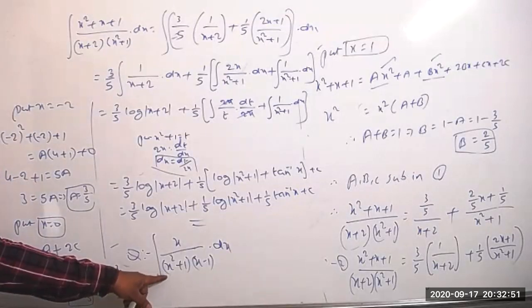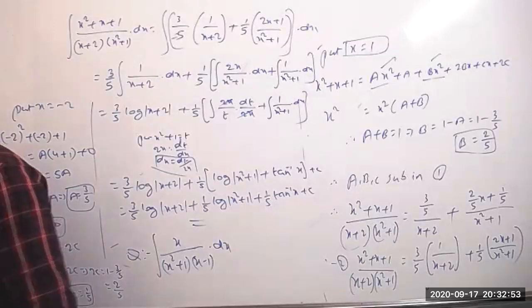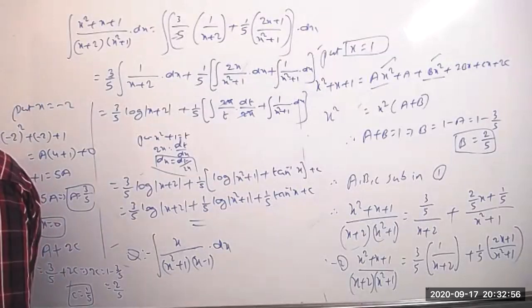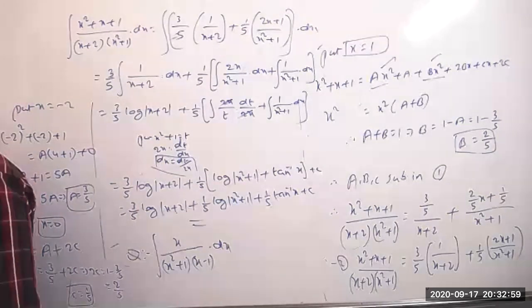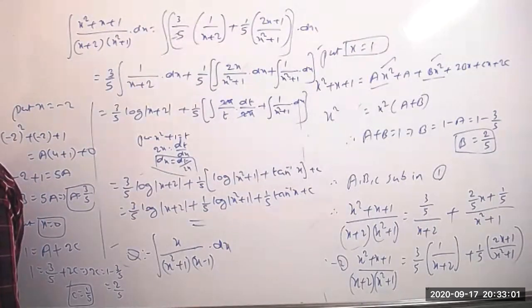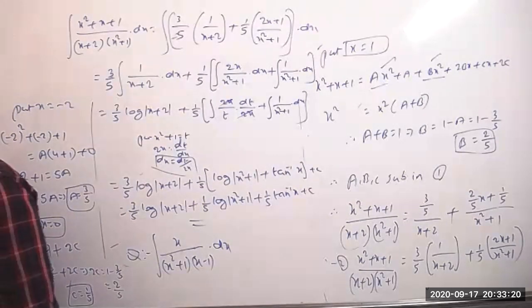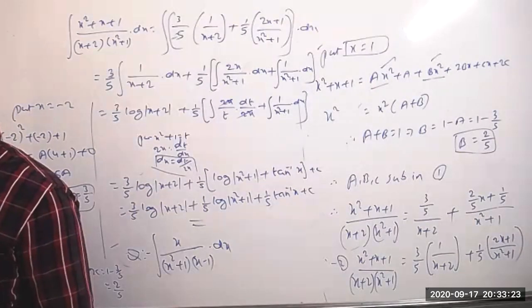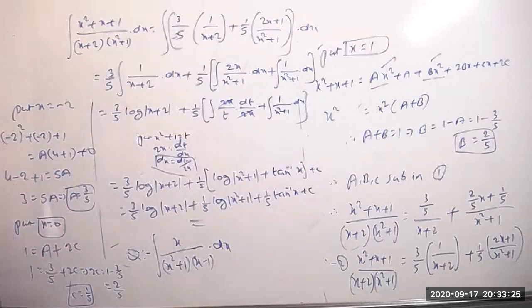This one, I think for all of you, the answer is minus 1 by 4 log modulus of x square plus 1, plus 1 by 2 log modulus of x minus 1, plus c. And tan inverse is not there? 1 by 2 into tan inverse of x. Yes, sir, it is there, because after substituting the values of a, b, then you will get it. So it's 1 by 2 into tan inverse of x also, because of 1 by x square plus 1.